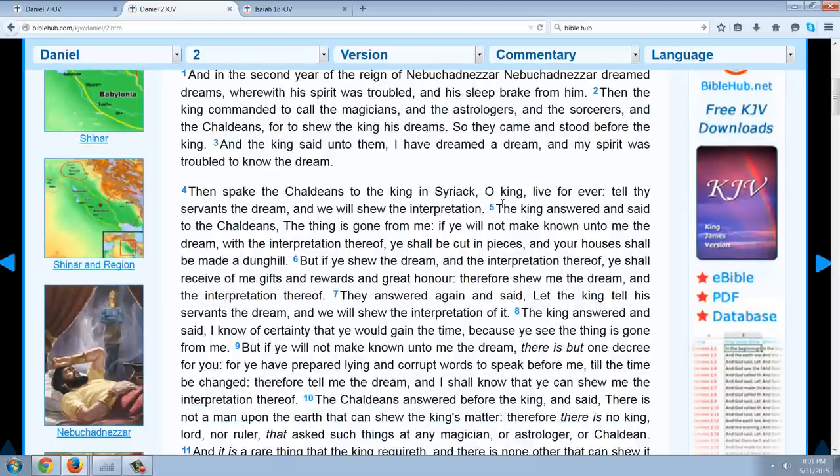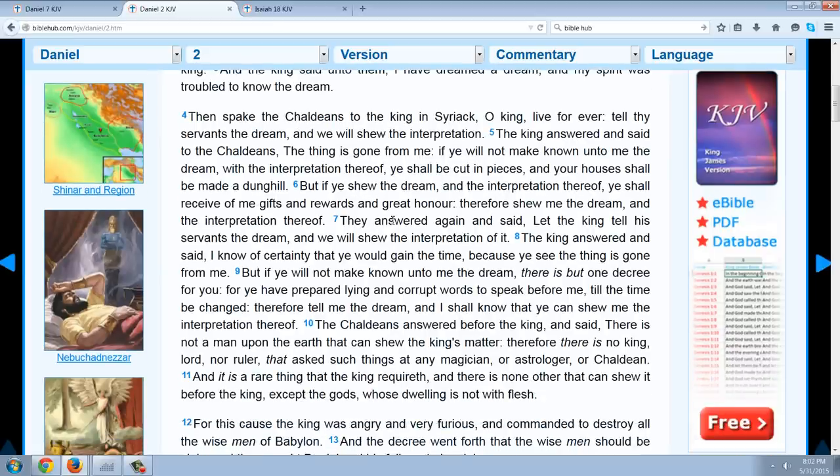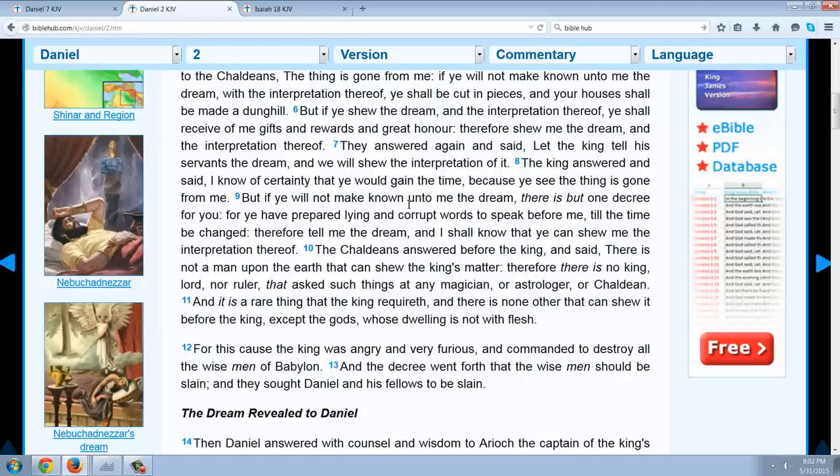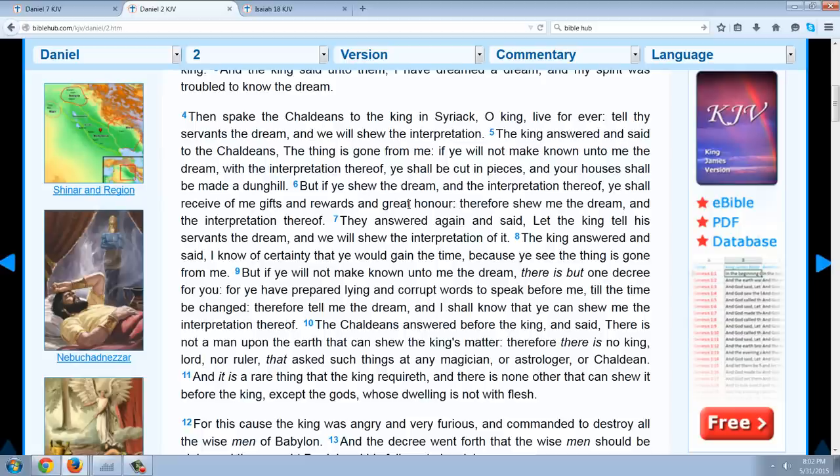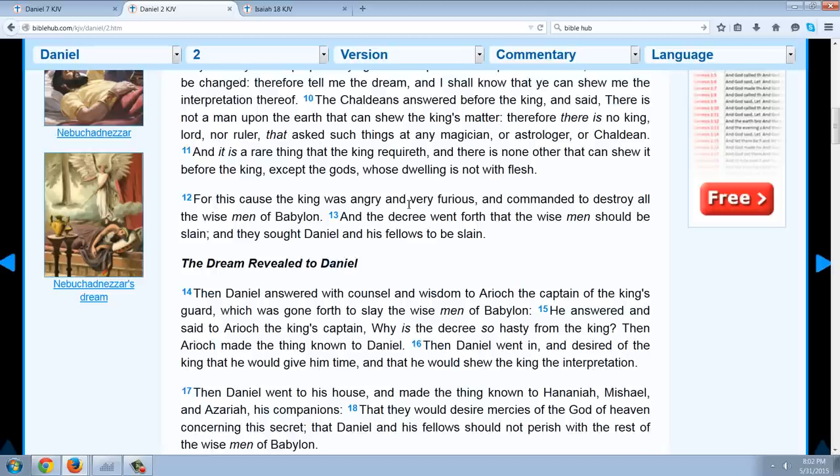And they said to him, O king, live forever, tell thy servants the dream, and we will shew the interpretation. The king answered and said, the thing is gone from me. If you will not make known unto me the dream with the interpretation thereof, you shall be cut in pieces, and your houses shall be made a dunghill. Now, it turns out that an order was given by the king that all of the magicians, astrologers, and wise men of Babylon should be destroyed. That included Daniel, Shadrach, Meshach, and Abednego, the four Hebrew eunuchs that were in the court of Babylon.